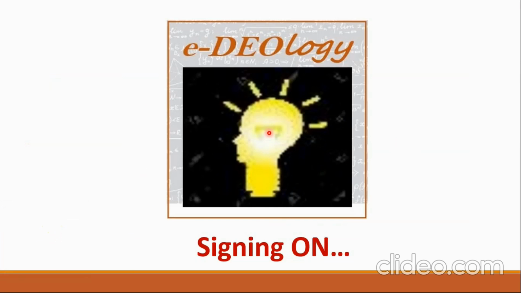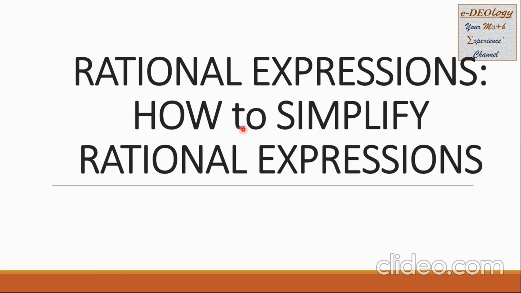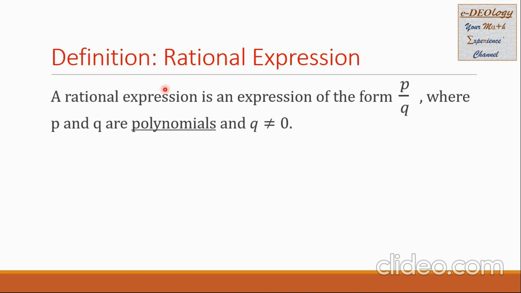Hi everyone. Today we're going to study how to simplify rational expressions. Let us first define rational expression. A rational expression is an expression of the form P over Q, where P and Q are polynomials and Q is not equal to 0. We know that P is called the numerator and Q is the denominator.